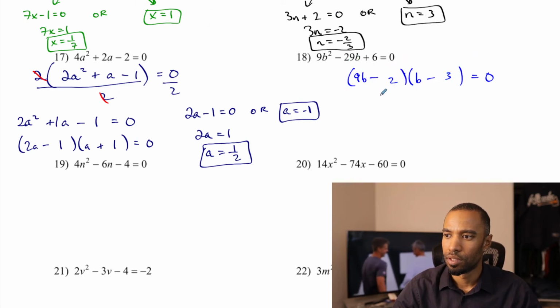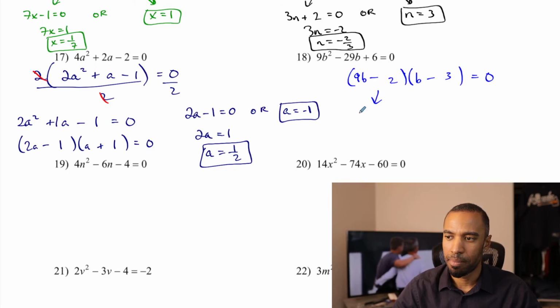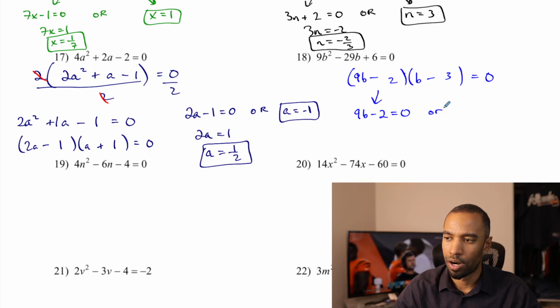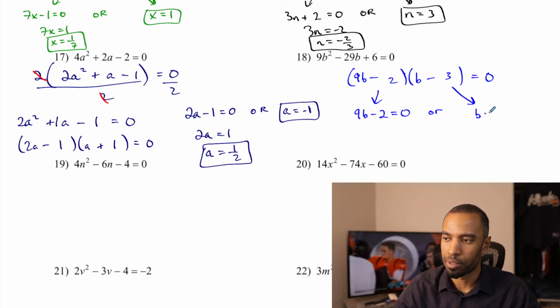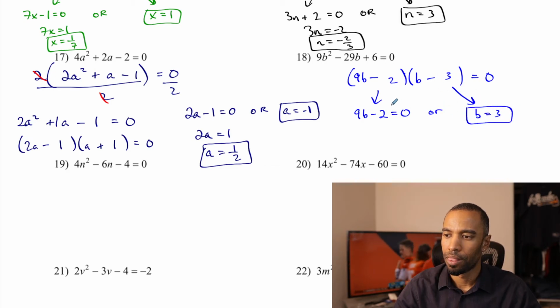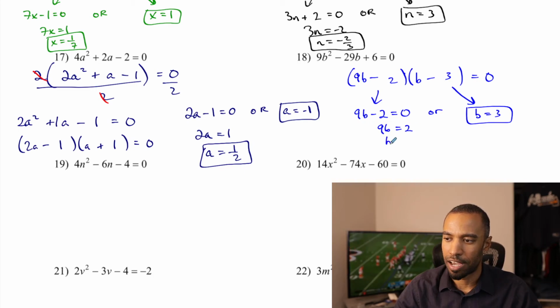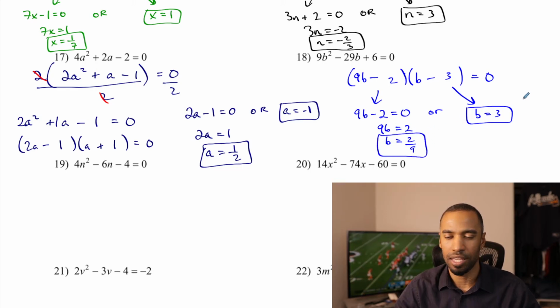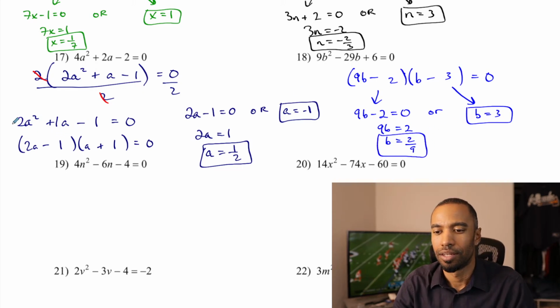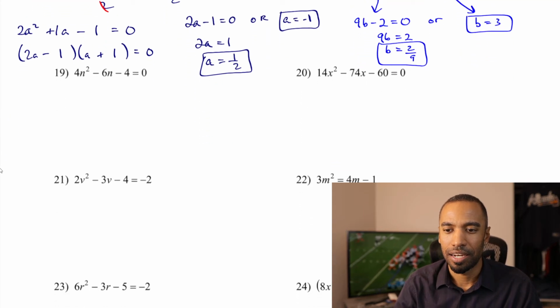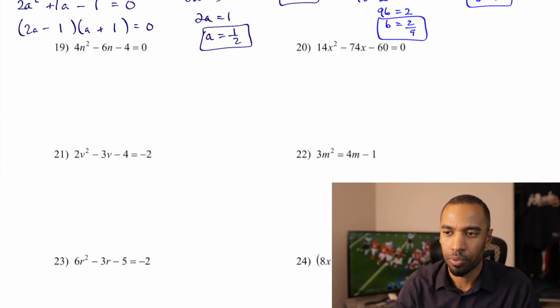Here we go. Either 9b minus 2 equals 0, or if b minus 3 equals 0, then b equals 3. If 9b minus 2 equals 0, add 2 to both sides and divide both sides by 9. You get b equals 2/9, or b equals 3. There we go. All right, number 19, standard form set equal to 0.